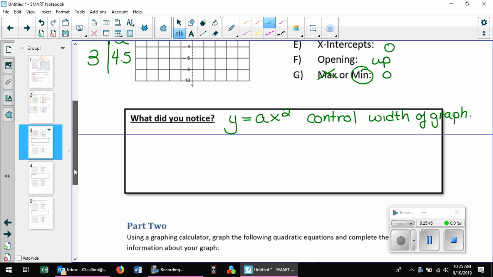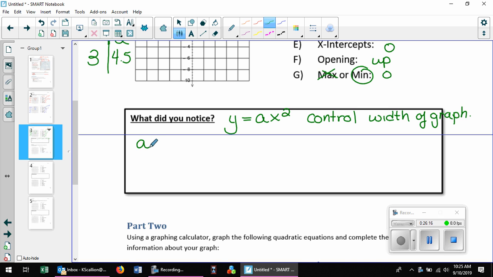Okay, so what does what? So you had one that had a 2 in front of it, and then you had one that had a fraction in front of it. Which one's the skinniest graph out of all three? The one with the 2. Okay, which one's your widest graph? The half, right?